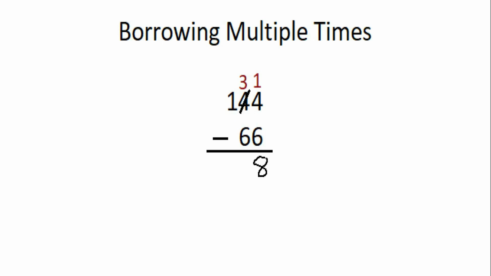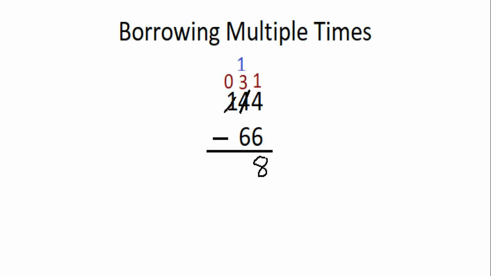3 cannot take away 6 because 6 is actually bigger than 3. So we must first make 3 big enough to subtract 6. Therefore, we have to borrow 1 from the next number in the hundreds column. First, we're going to cross out 1, and 1 becomes 0. And the 1 we just borrowed goes here over the 3. And now we have 13.